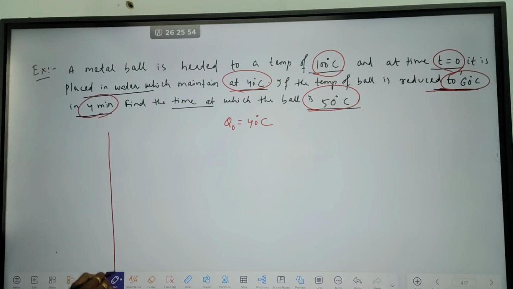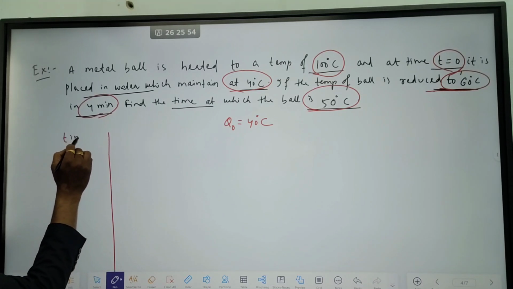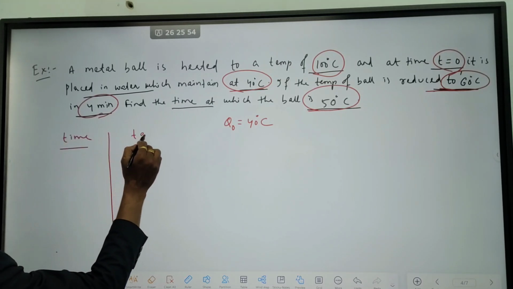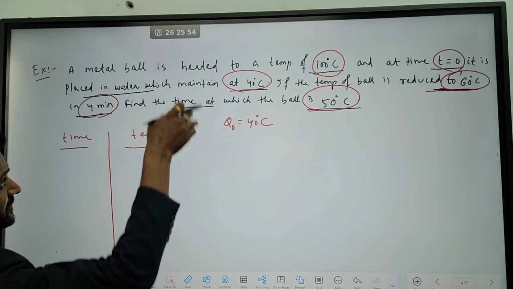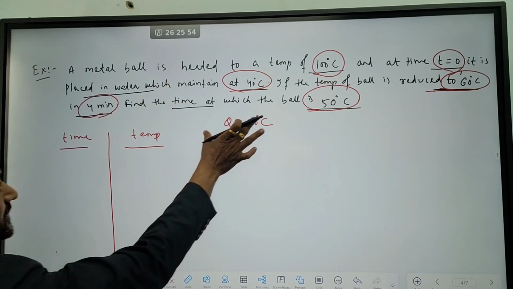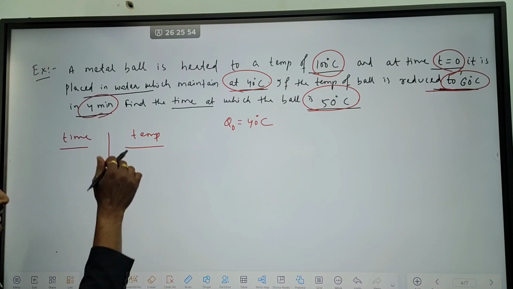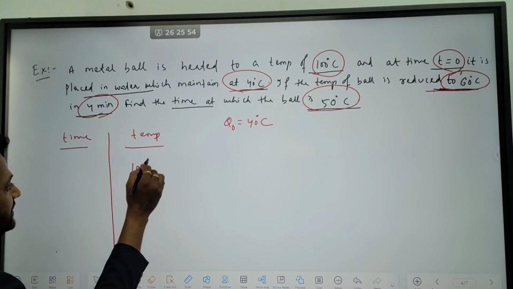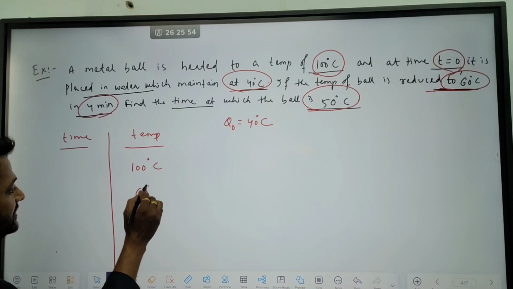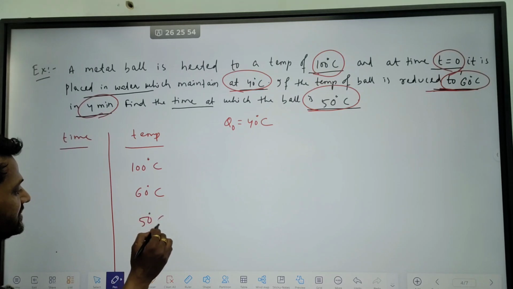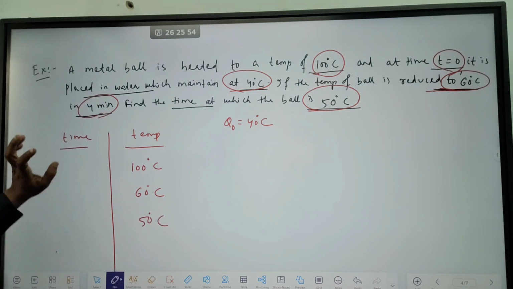What I told in my previous slide, you make a table, in one column you mention time, in other column you mention temperature. For the temperature, how many temperatures except 40 degrees Celsius? 3 temperatures, 100, 60 and 50. So mention in order, like higher to lower value. First is 100 degrees Celsius, next is 60 degrees Celsius and third one is 50 degrees Celsius. Okay, and for the time you mention from lower value to higher value.